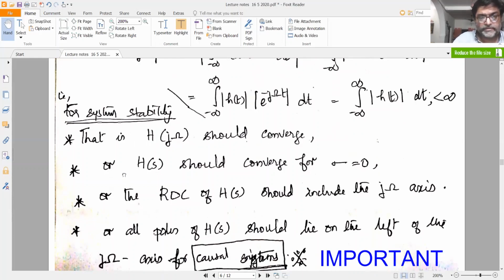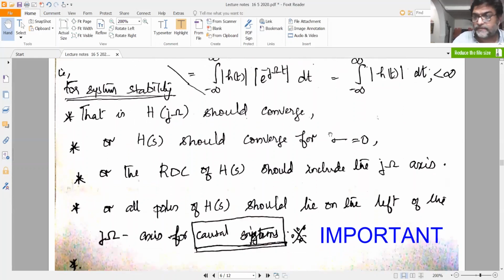Okay, so which means H(s) should converge for sigma equal to 0. Obviously, H(s) evaluated over the j omega axis gives you the Fourier transform H(j omega). So H(s) should have a region of convergence that includes the line sigma equal to 0, which means the region of convergence should include what?